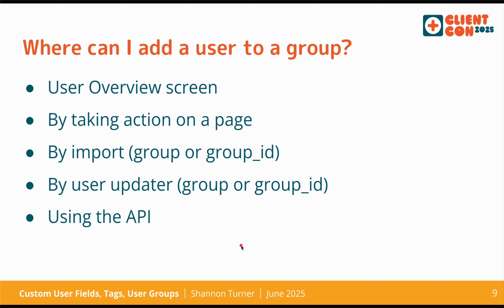So you can add a user to a group on the user overview screen, as we just saw. You can also get groups by taking action on a page. You can also add a user to a group by import or user updater. We're going to see user updaters in a little bit. And you can also add a user to a group using the API. You can remove users from a group in the exact same ways.